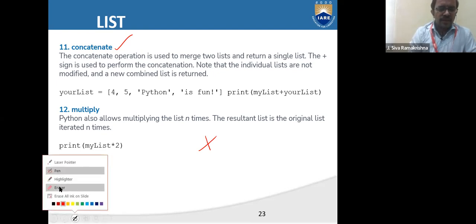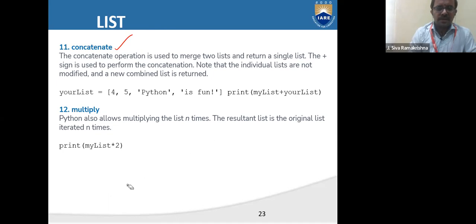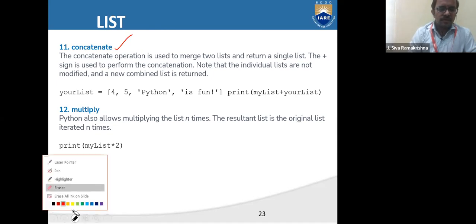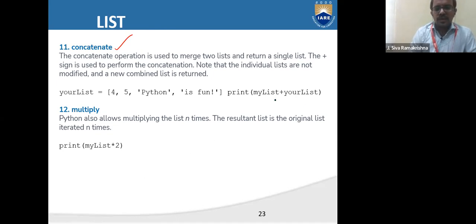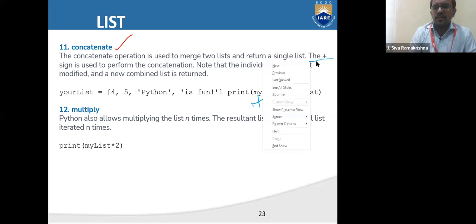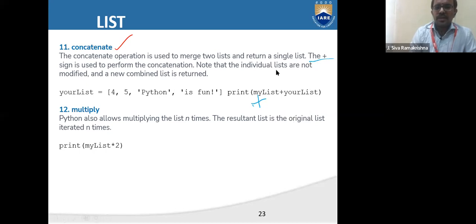So which operation? Plus. Here I will highlight: the plus sign is used to perform concatenation, and the individual lists are not modified, however, and a new combined list will be returned, right?